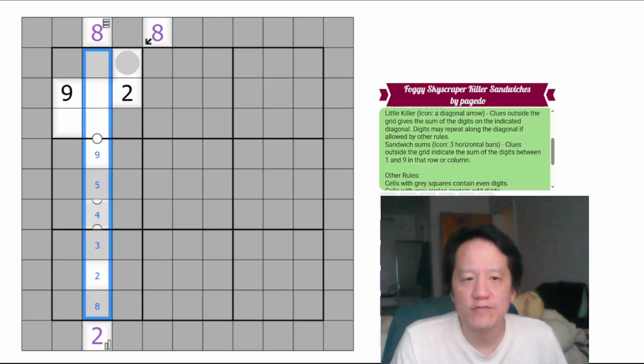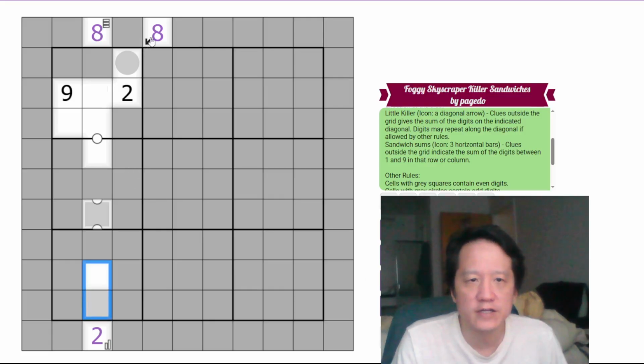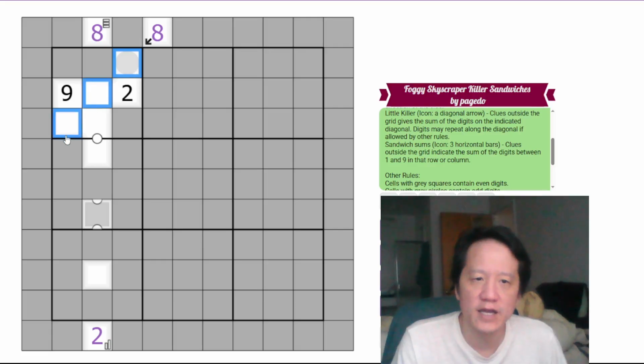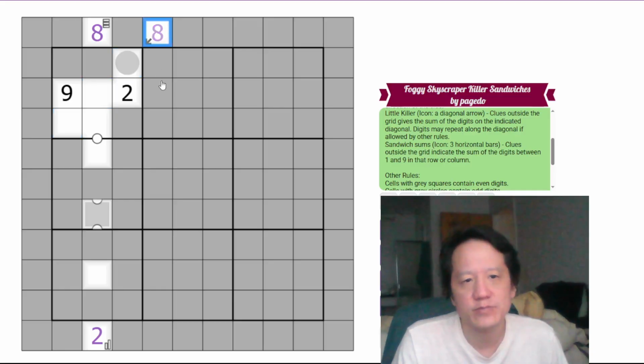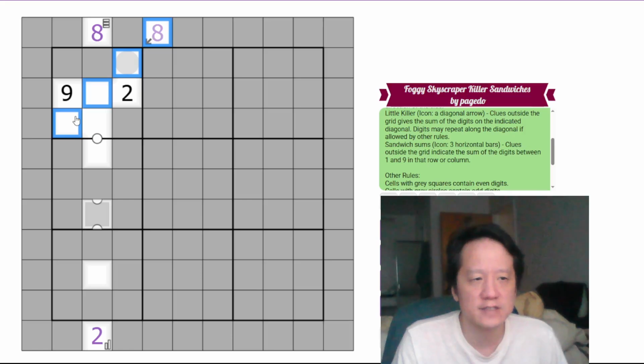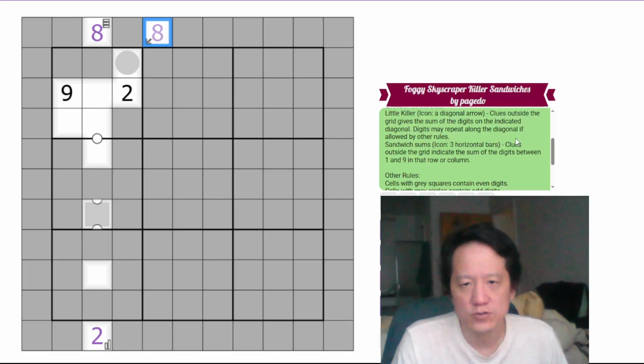We also have, outside the grid, little killers, where the icon is a diagonal arrow. So this is an example of a little killer here. Clues outside the grid give the sum of the digits on the indicated diagonal. So for example, these 3 digits must add up to 8, because we have a little killer clue there, and then the 8 is in that cell, which means that these 3 digits must add up to 8. And that's how little killer clues work.